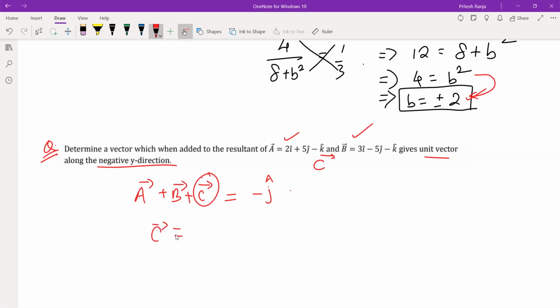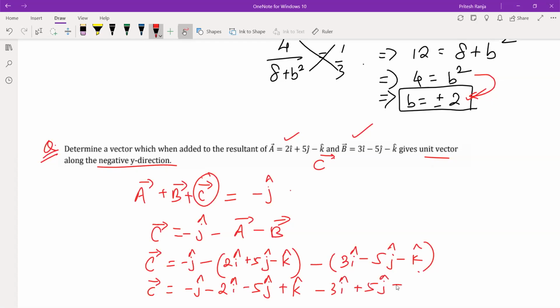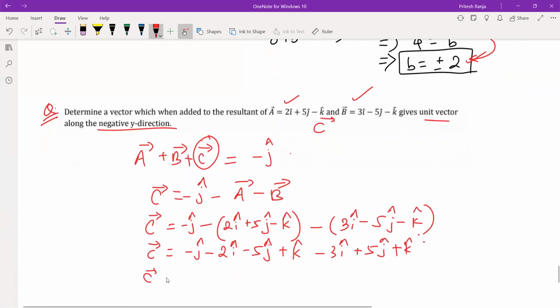So C vector can easily be found using minus j cap minus A vector minus B vector. So this will give C vector as minus 2 I cap plus 5 j cap minus k cap minus 3 I cap minus 5 j cap minus k cap. So this will give us C vector as minus j cap minus 2 I cap minus 5 j cap plus k cap minus 3 I plus 5 j plus k cap, and simplifying this will give us the result.